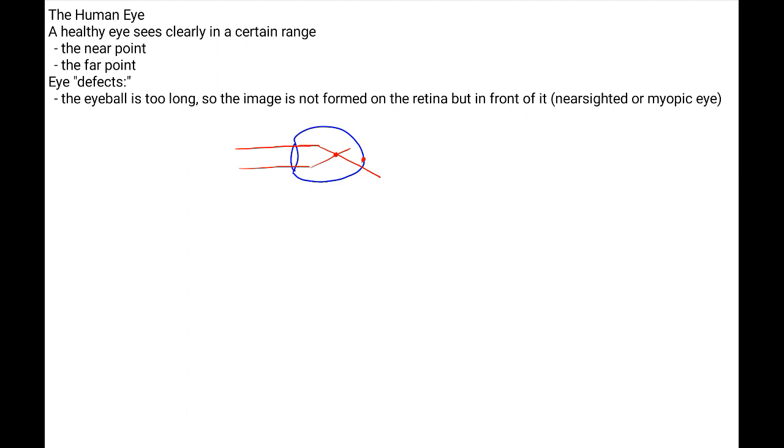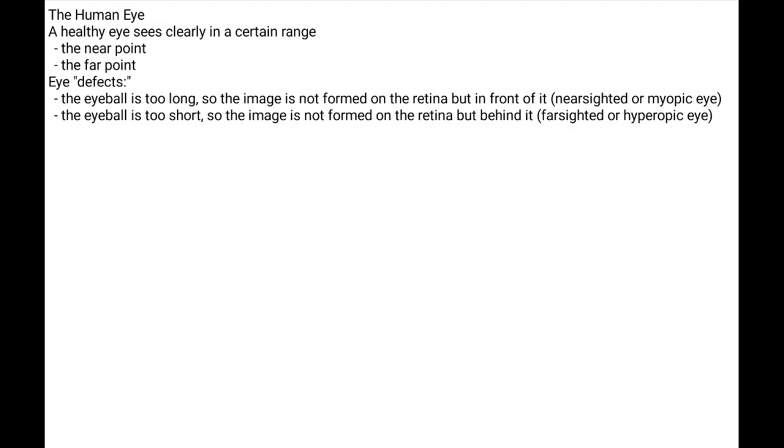So that's why we say that the eyeball is too long and the image is formed in front of the eye. Another problem with the eye could be that the eyeball is too short. So if I draw the lens and a squashed eye like this, then the beams of light that come will intersect somewhere back here and form the image behind the eye instead of forming it on the retina over here.